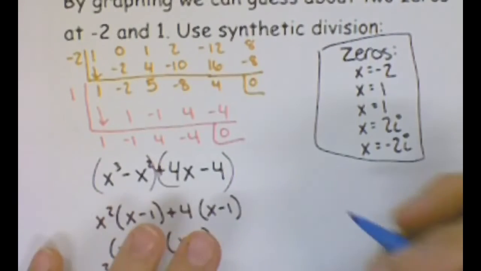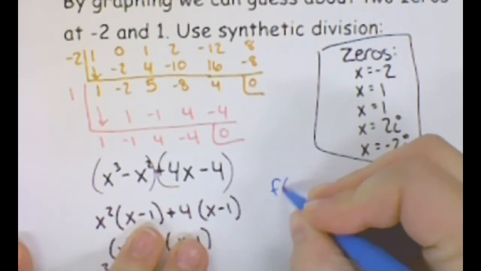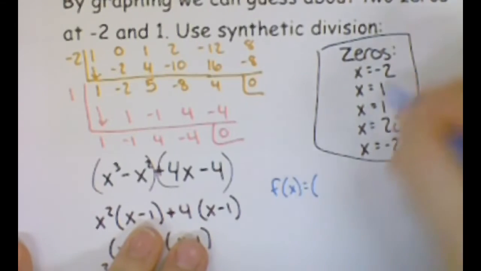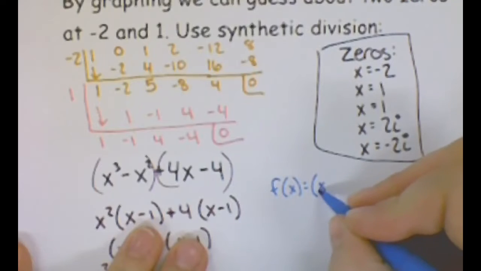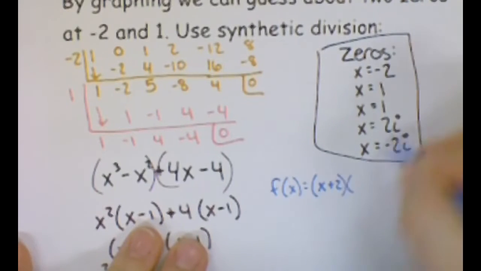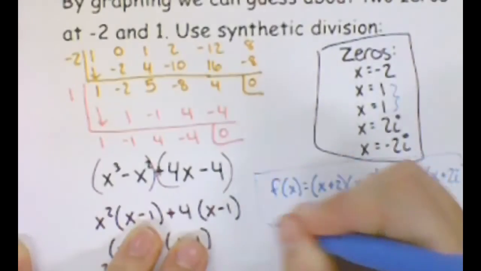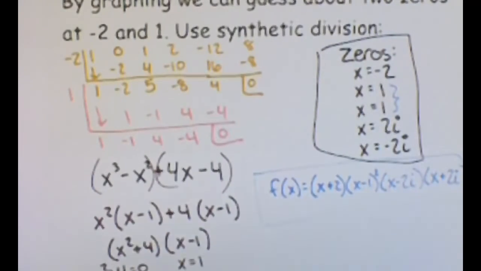It's fine. So now we rewrite our function as a product of linear factors. I take x minus my first zero, so x plus 2, x minus 1. Since that one happens twice, I can just make it squared. And then I have x minus 2i and x minus negative 2i. There is my answer as a product of linear factors.